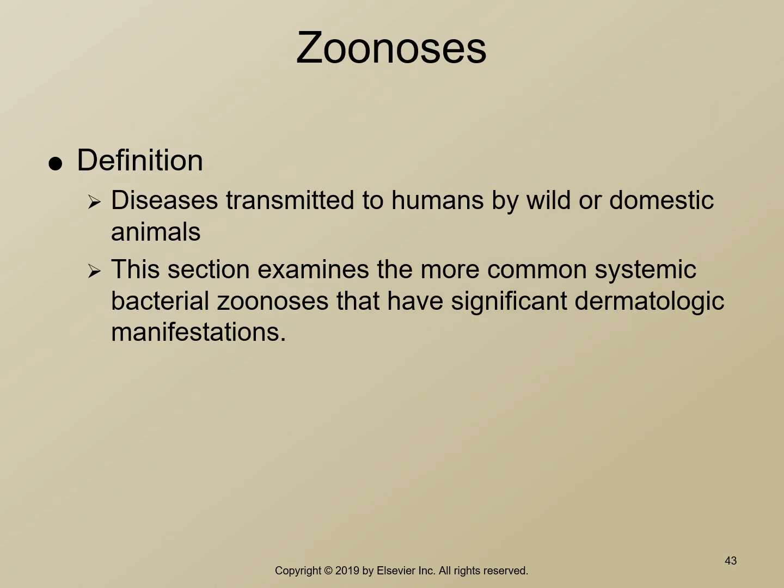There are several zoonotic diseases transmitted to humans by wild or domestic animals that have significant dermatologic manifestations. Lyme disease is one of them, and we'll look at a few more. Some of them we've looked at a little bit, and some of them you may be seeing for the first time.